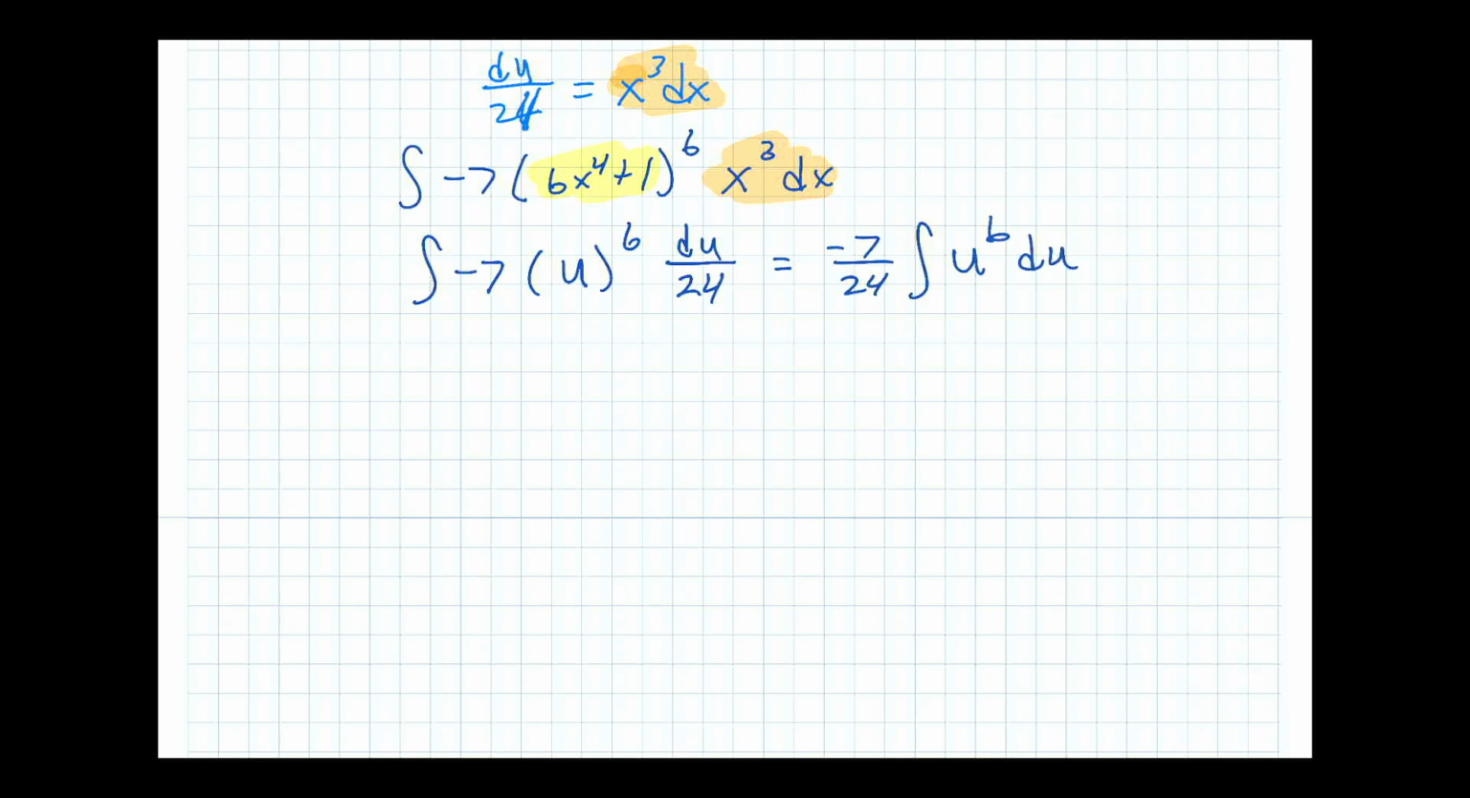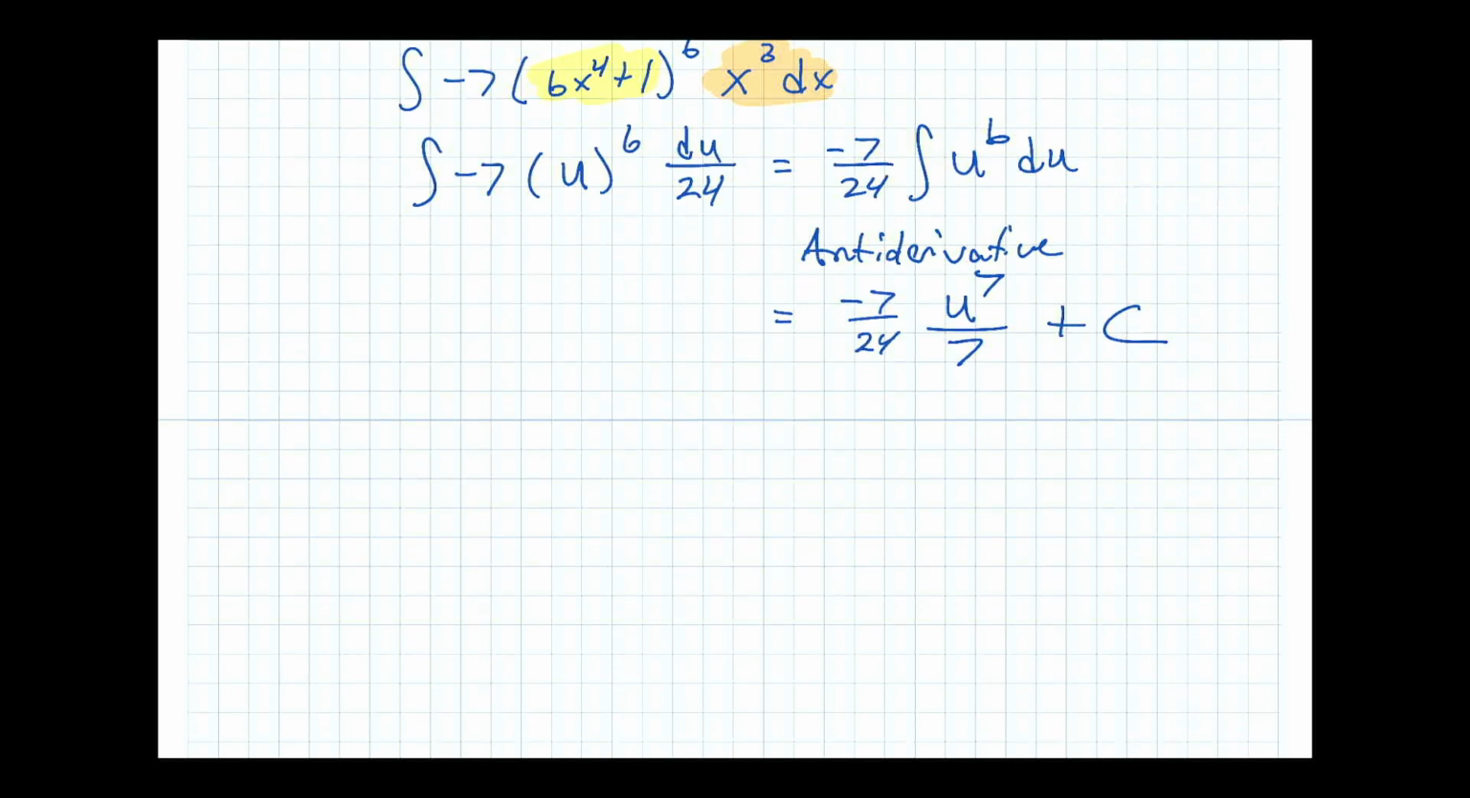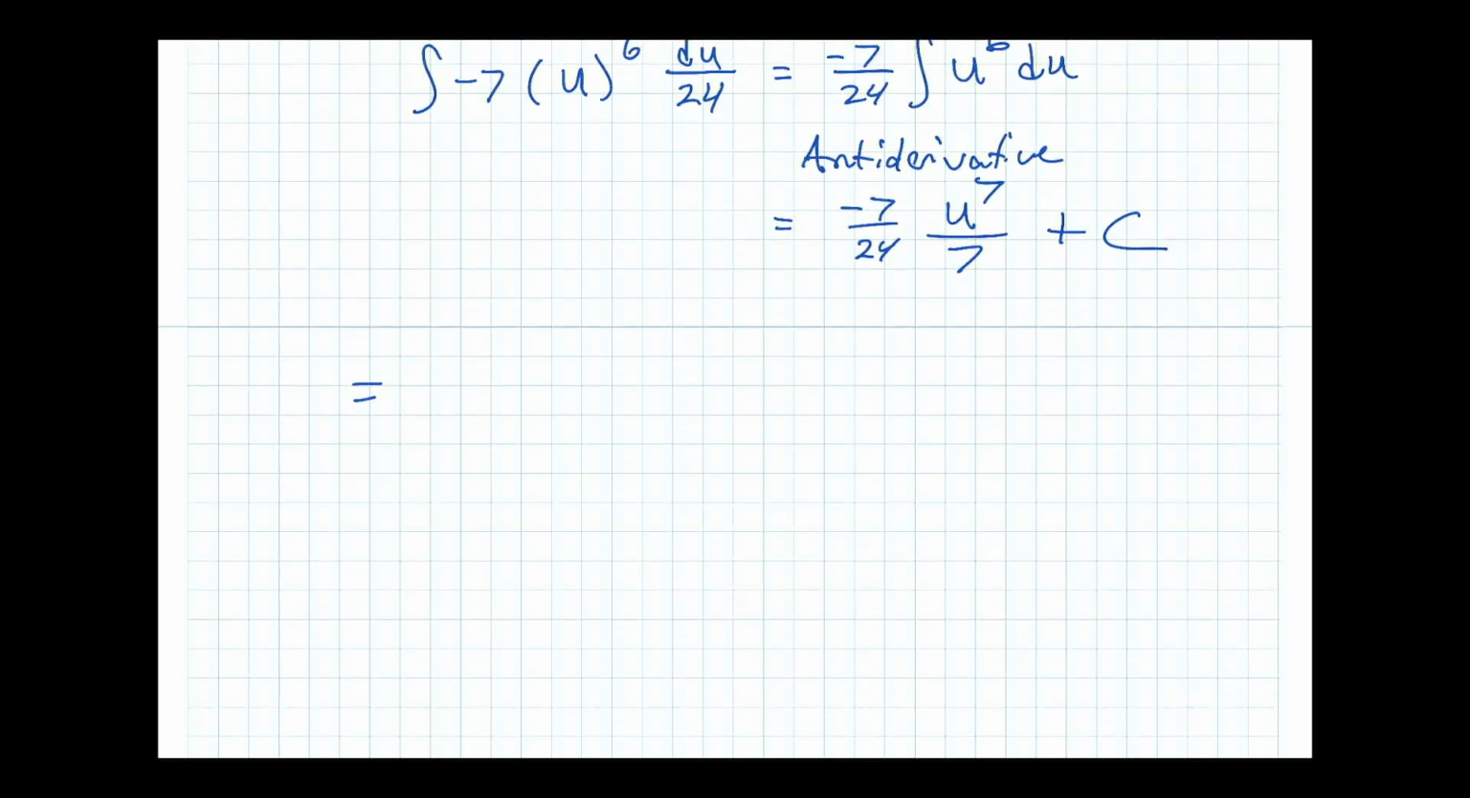Okay, so from there, now we can find our antiderivative, right? We're just going to do this integral now. So negative 7 over 24. And then how do you integrate u to the 6th? Well, you add 1 to the power, and then you divide by the power, and then you add c. So right now, what we've got is, I think we can actually also cancel these 7s. So what we got is, it looks like negative 1 over 24 u to the 7th plus c when we cancel those 7s.